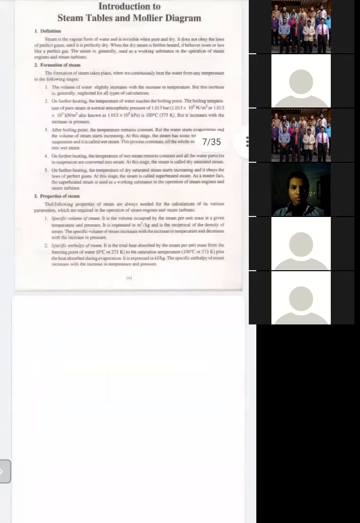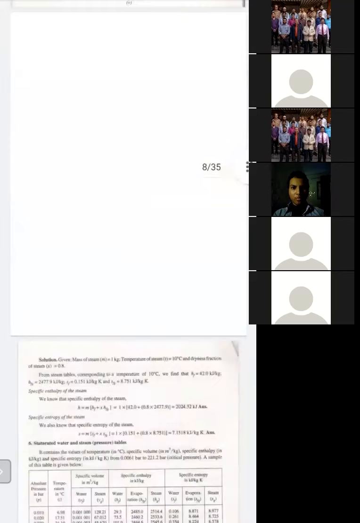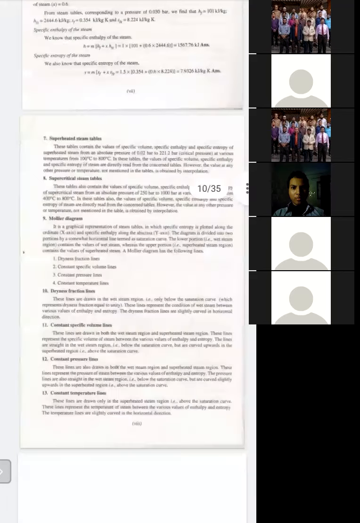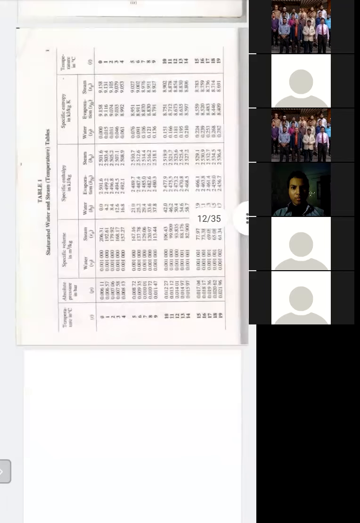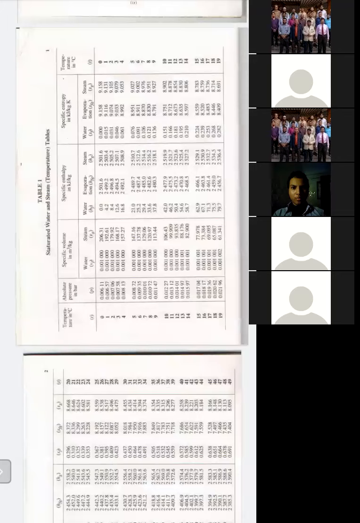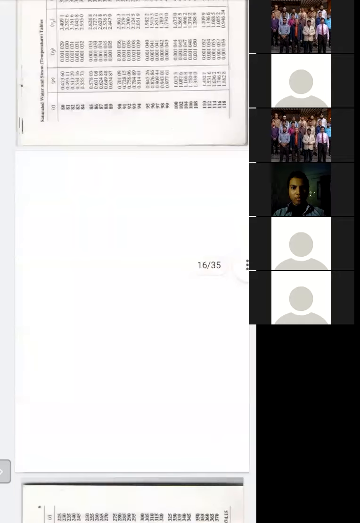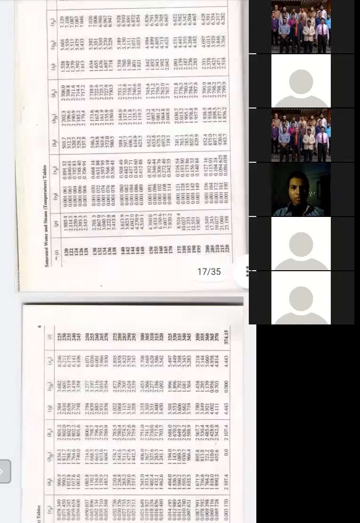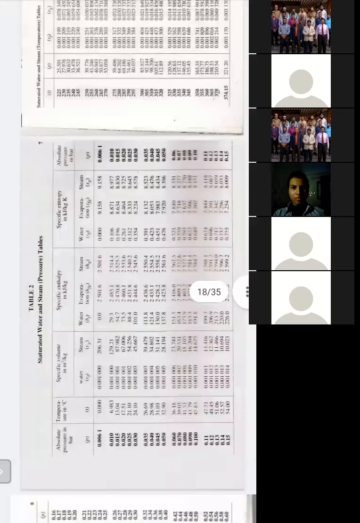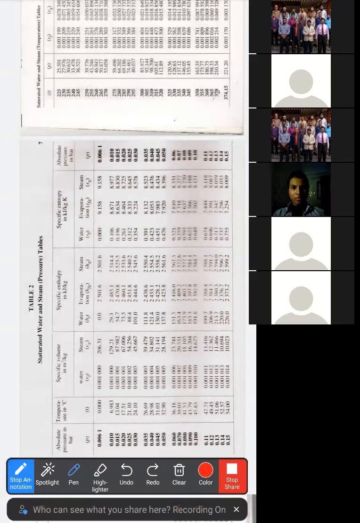If I go to table number one, the first column is based on temperature. You can use table number one when temperature is known. I don't know the temperature, so that is the reason why I will go for table number two. So in table number two, I've reached 0.05 bar. Can you see that value, 0.050? I'll just annotate that.